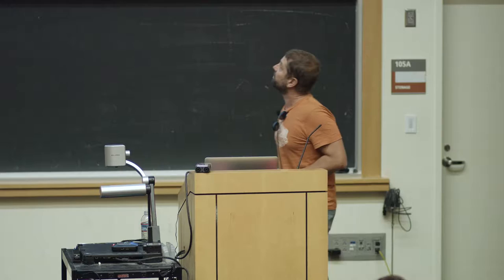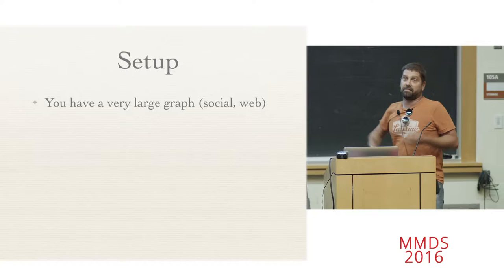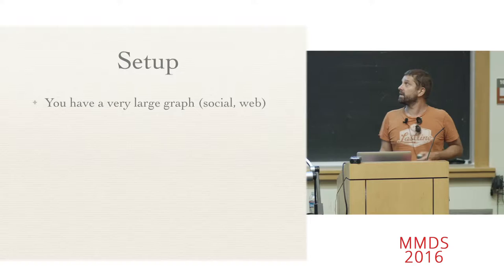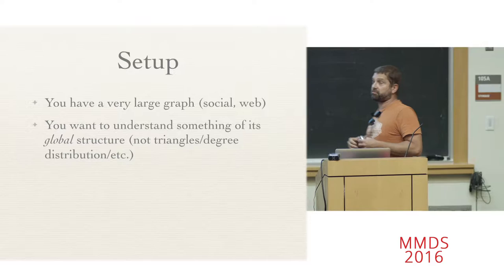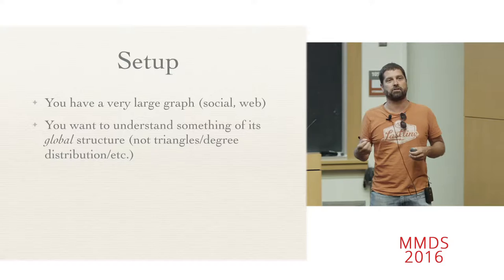So the setup is that you have a very large graph, like a social graph, like Facebook, or a snapshot of a few billion nodes. And you want to understand some of its global structure. By global, I mean we're interested in computing things that depend not only on a limited neighborhood of each node of the graph, like degree distribution, but something more global.